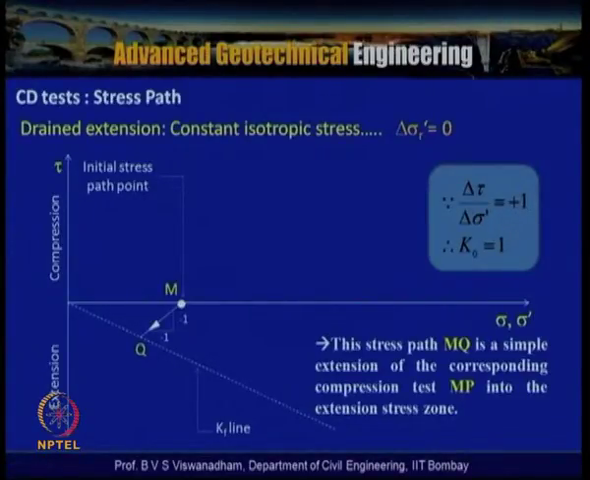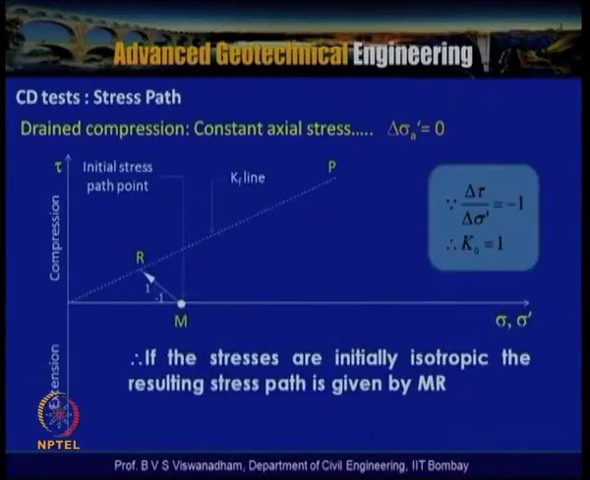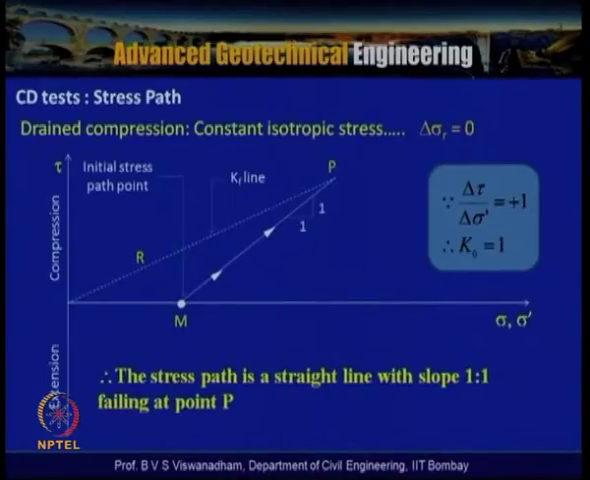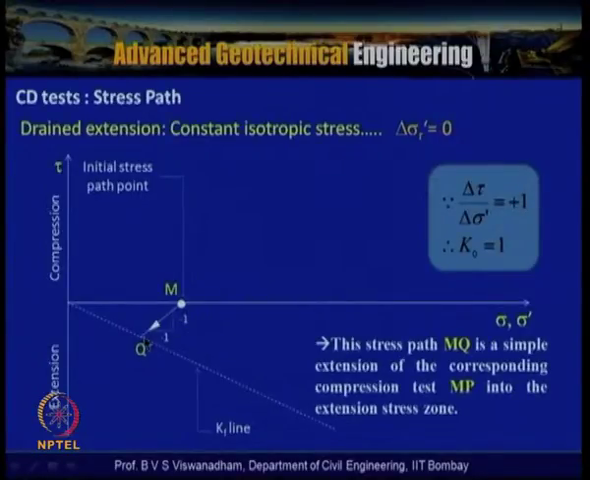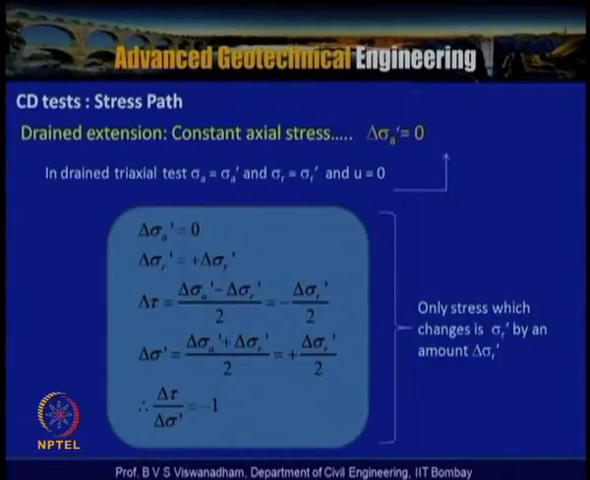So for the drained extension with constant isotropic stress, delta sigma r dash is equal to 0 is given, and the stress path MQ is a simple extension of the corresponding compression test MP into the extension stress zone. That means we have discussed this one in the compression test, and this is resulting in the extension zone.